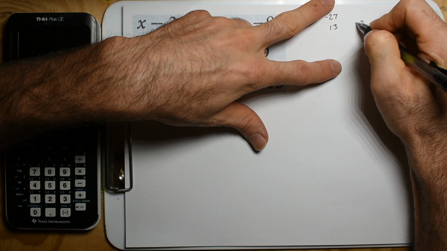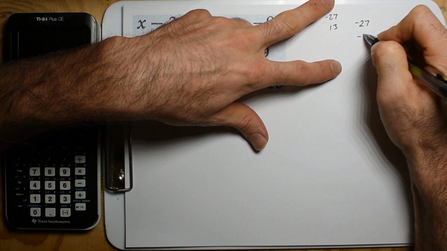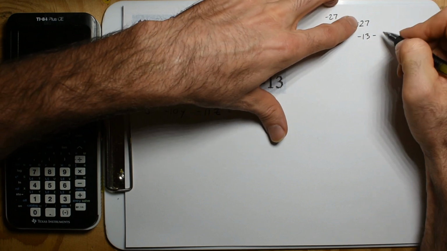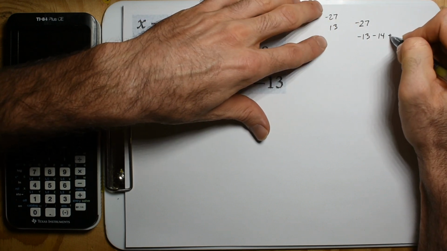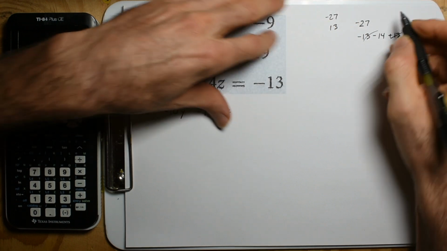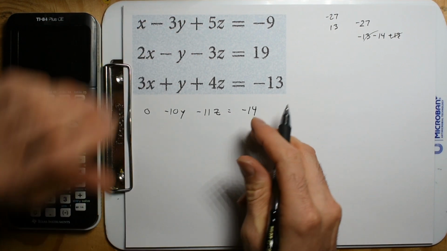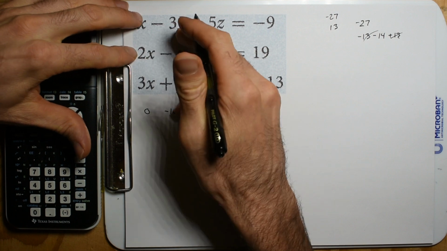But yeah, I still have to do this. -27, that's going to be -13 minus... oh, see, now I can see just a little better. -14 plus 13. And so this is going to be -14. Well, why did we mess up on this? Okay, so now this next one, we just multiply by 2.